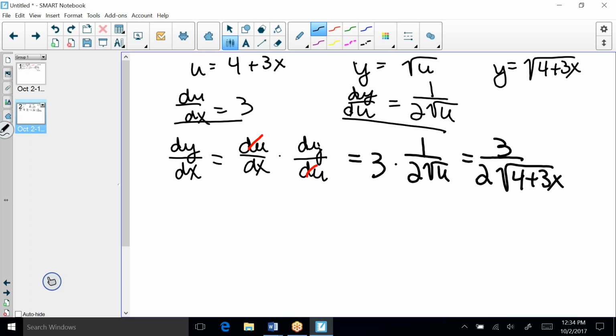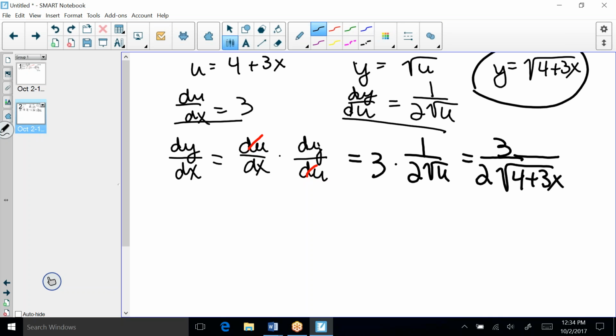All right, any question on that? Is it 3 over 2 times? Yeah, it's 3 over 2 times root 4 plus 3x. So that whole thing, 3 is over that whole denominator. That's the derivative of this function.